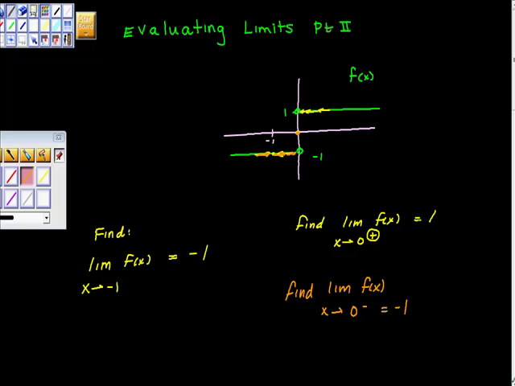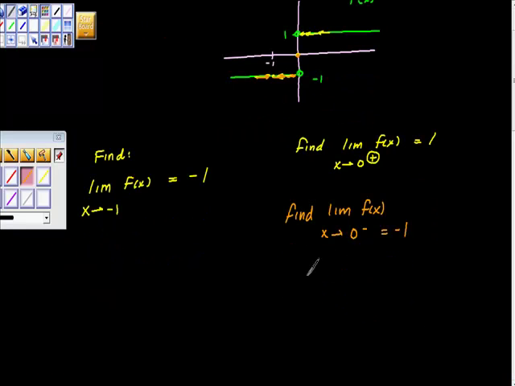All right, last example here. What if we, these are both called one-sided limits, and it means we're just moving in from one side. Here from values greater than, here from values less than. But what if we said this? What if we said find the limit of f of x as x approaches 0?